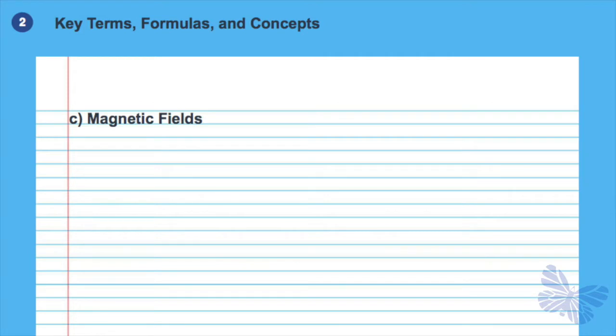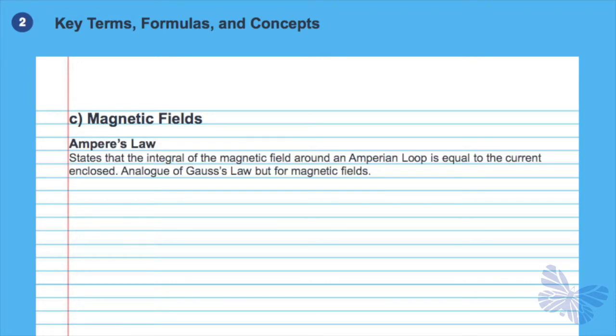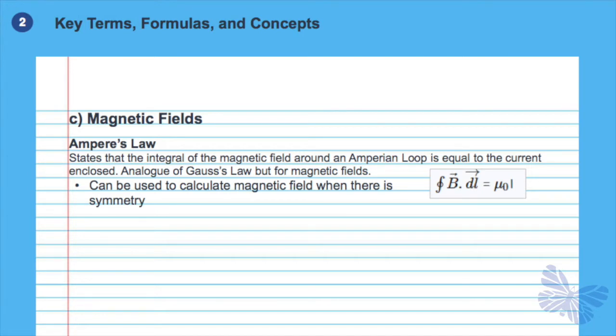Alright, and then the last portion is about magnetic fields. And so one of the main laws you use to solve for magnetic fields is Ampere's law. And it's basically an analog of Gauss's law, but for magnetic fields. And all that states is that the integral of the magnetic field around a certain path is equal to the current enclosed. And so that's formulated there. So instead of drawing a Gaussian surface in this case, you draw an Amperian loop. But they're essentially the same thing, just two different sides of a coin, basically. So this you can use to calculate magnetic fields when there is symmetry, just like Gauss's law.